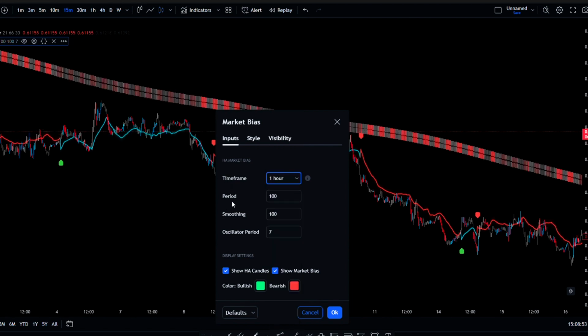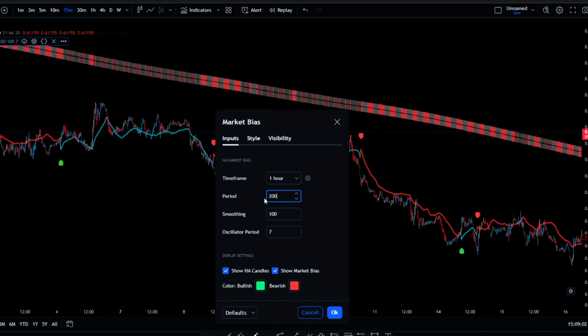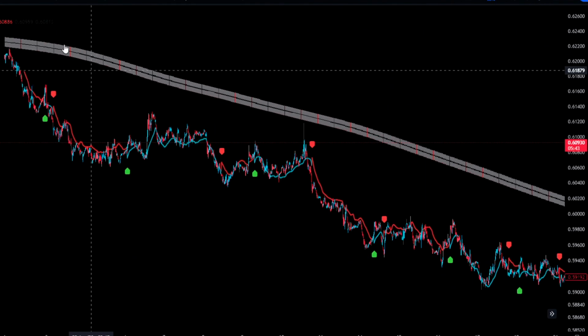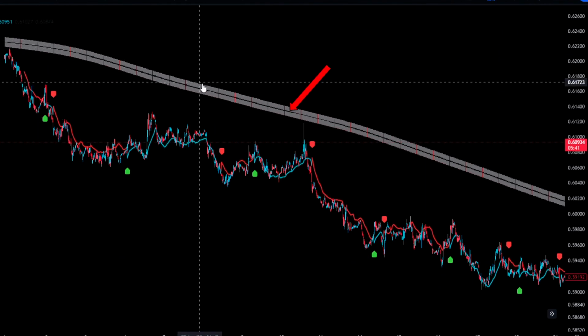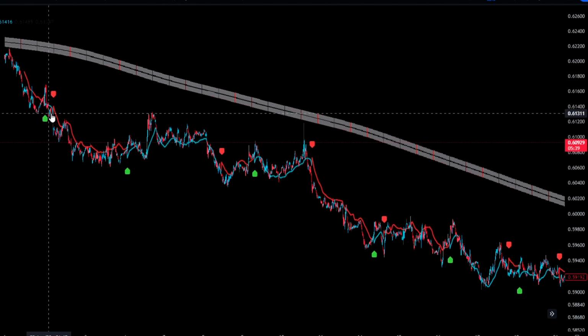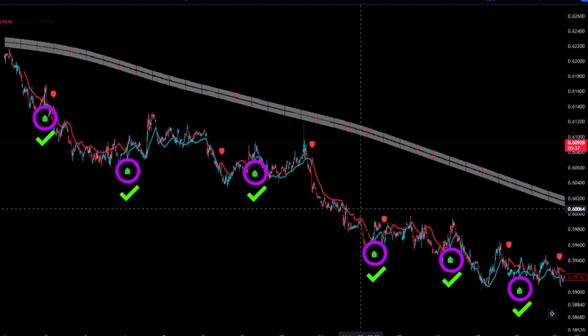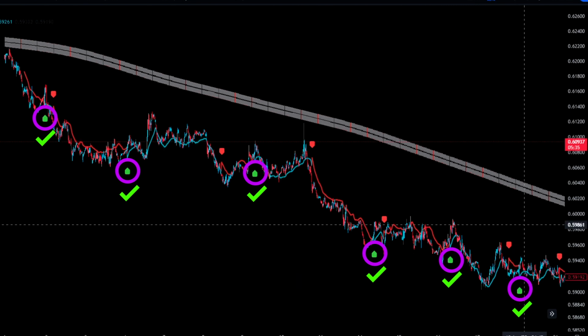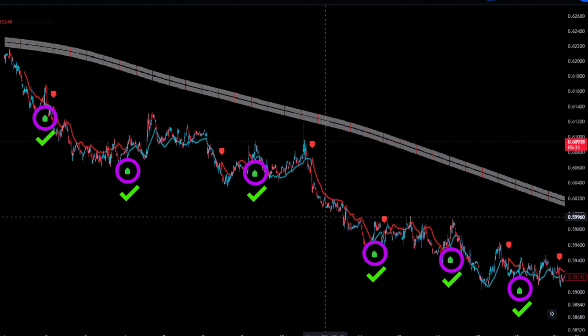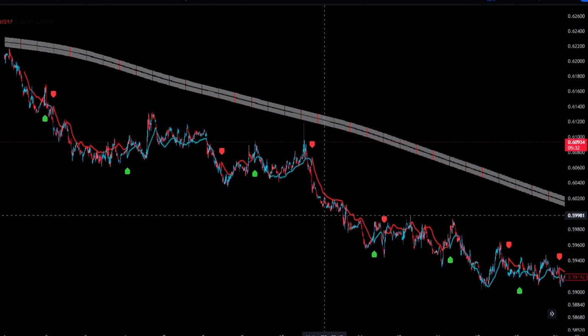Then we're going to go down to period and change it from 100 to 200. And we're going to leave the rest of the settings at defaults. As we can see now, the market bias is colored in red, and we've managed to filter out 1, 2, 3, 4, 5, 6 losses, and only traded in line with the overall trend.